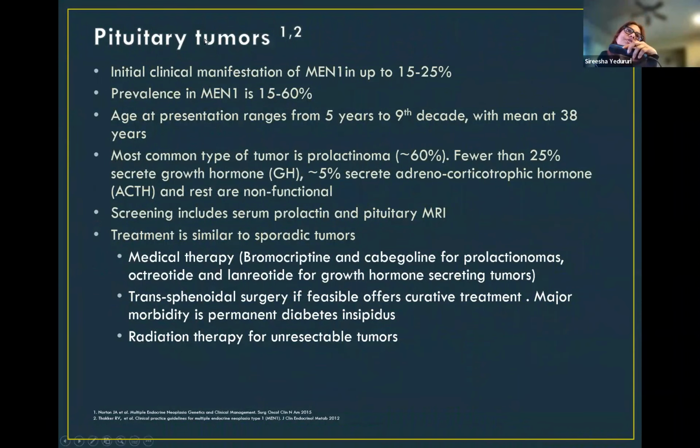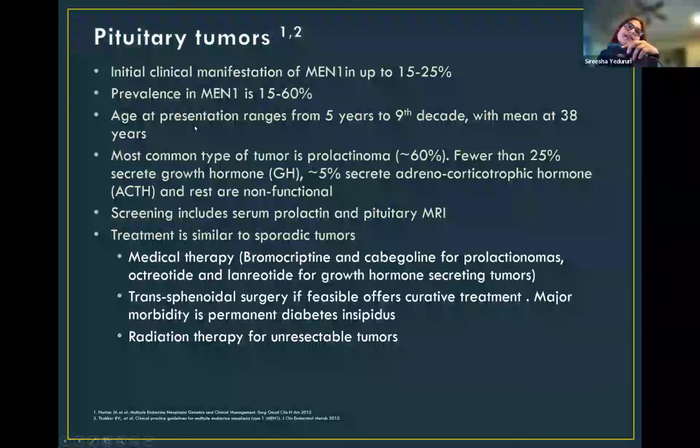And pituitary tumors, coming to the next tumor associated with MEN1. It can be an initial manifestation in up to 15 to 25% of the population. Its prevalence is about 15 to 60%. Age at presentation ranges from 5 years to the 9th decade, and the mean age at presentation is 38 years.